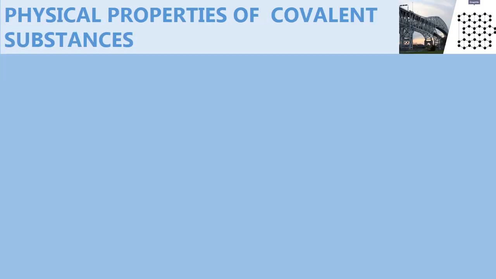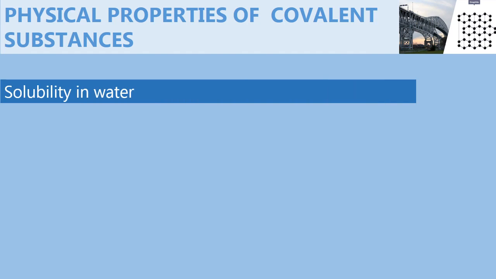Physical properties of covalent substances. The first property is solubility in water. Covalent compounds do not generally dissolve in water, so we can say that they are insoluble in water. However, some are just slightly or sparingly soluble in water.